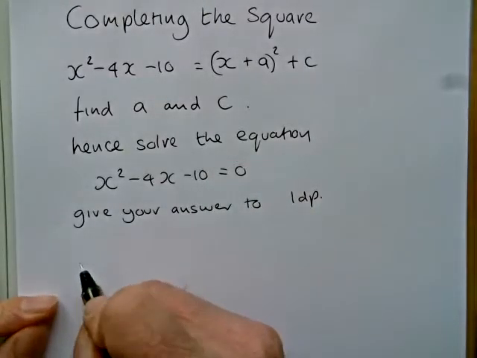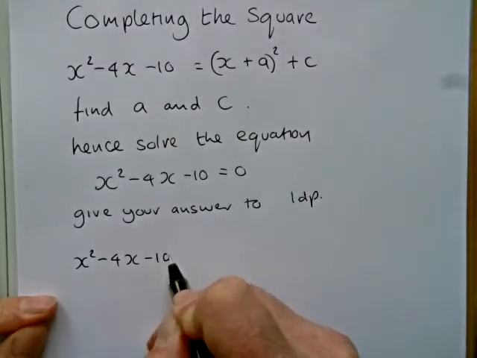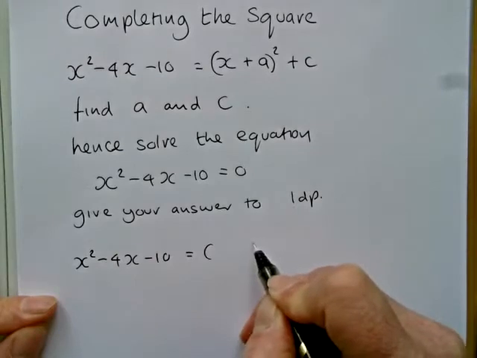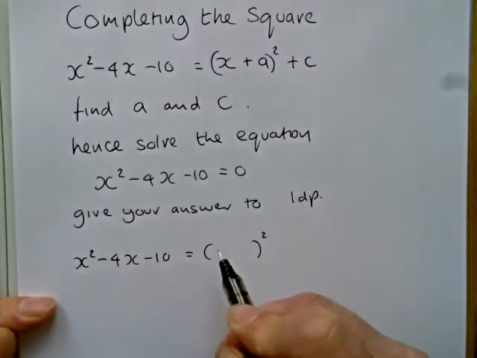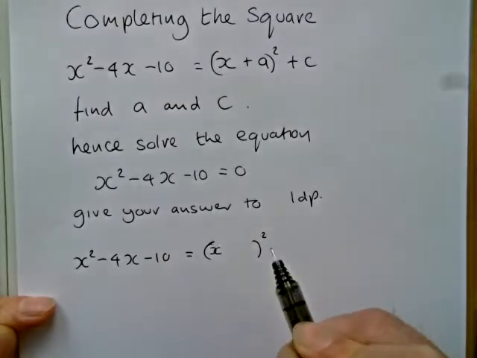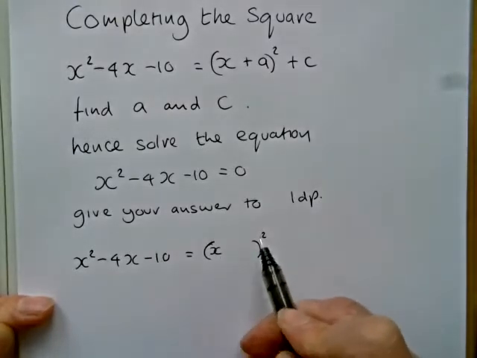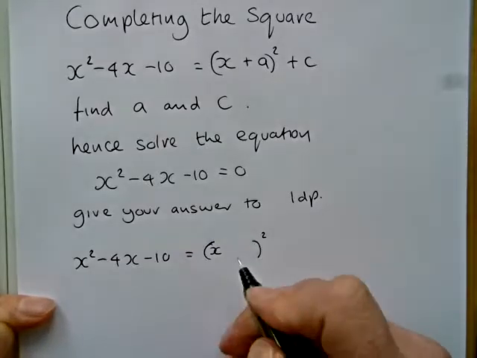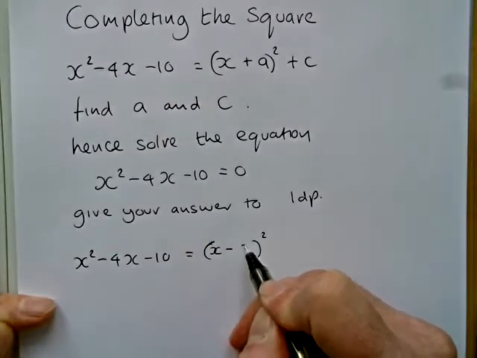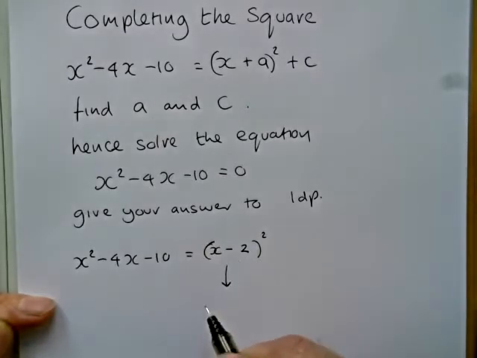So if we take x squared minus 4x minus 10, and we set it equal to something squared, then we should know that to get x squared we're going to need x here. And I'll show you that in a moment if you're not quite sure what I mean. And then we should also know that we need to subtract the 2 here. Now I'll expand this in case you didn't understand what I was doing there.